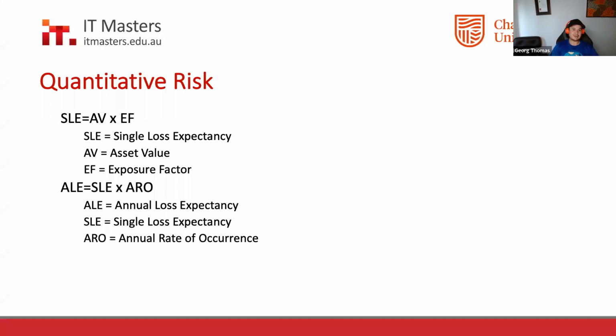We go to asset value, which is what the asset is worth. So put a number on it. Then exposure factor, where I find it's almost a little bit qualitative, is the percentage of damage. So for example, if an asset is worth 100 grand, and an adverse event were to occur and damage 30% of the asset, so 0.3, then the single loss expectancy would be $30,000. Cool, easy.